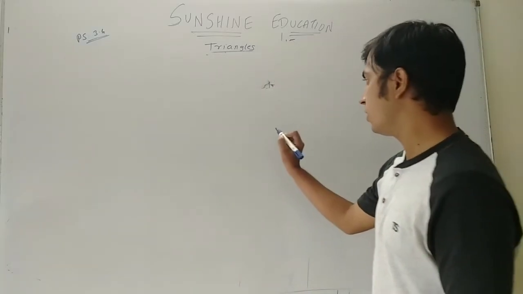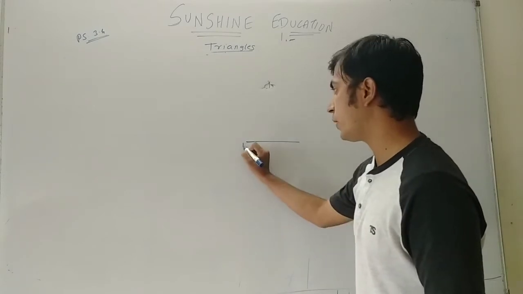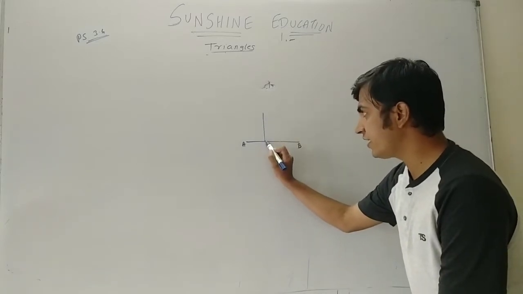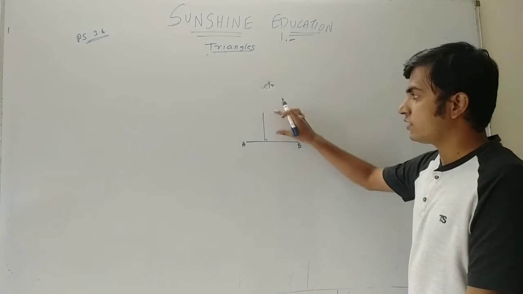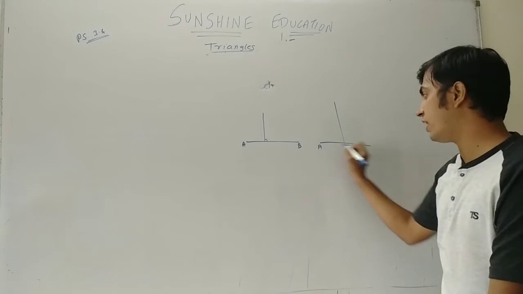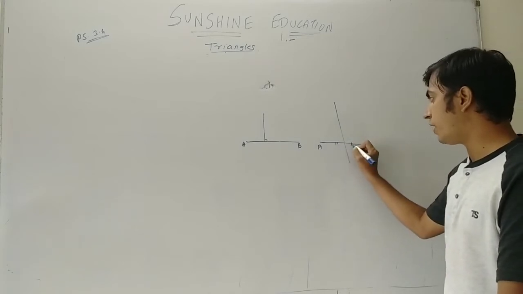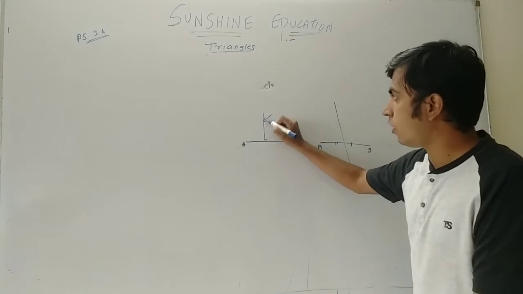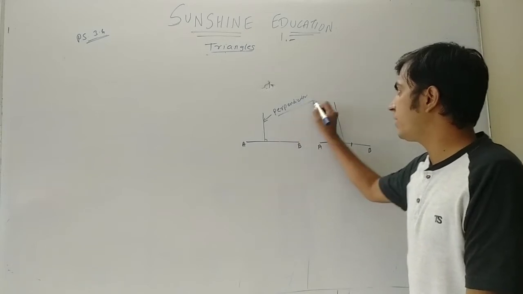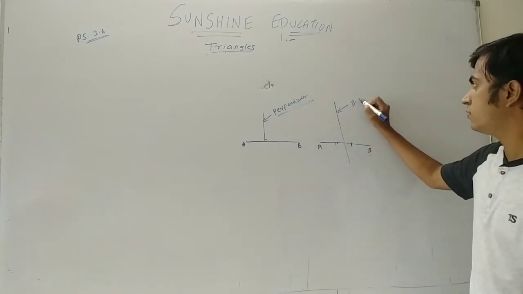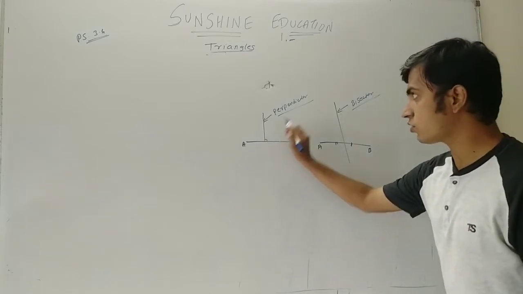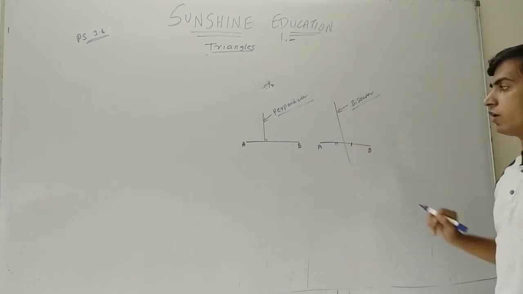Okay, pay attention. First of all, suppose this is the line AB. A line which is at 90 degrees to it is called perpendicular. And the line which divides the line segment into two equal parts is called bisector. 90 degrees is called perpendicular, and dividing into two equal parts is called bisector.